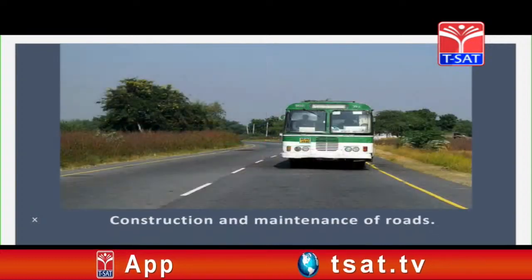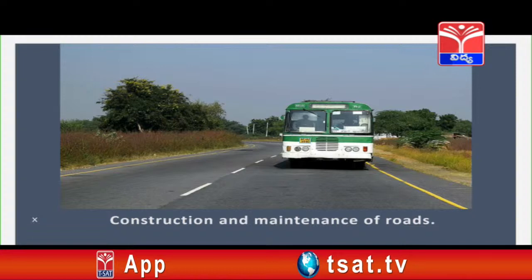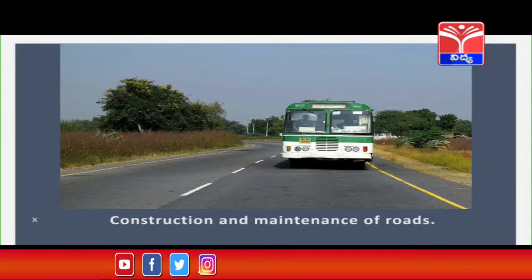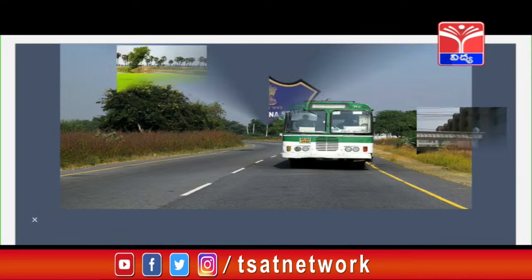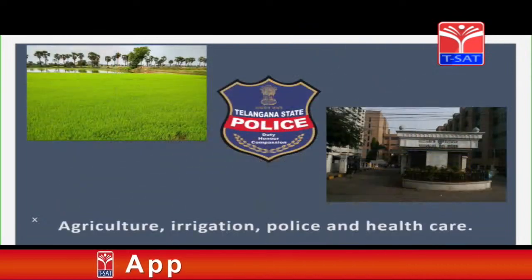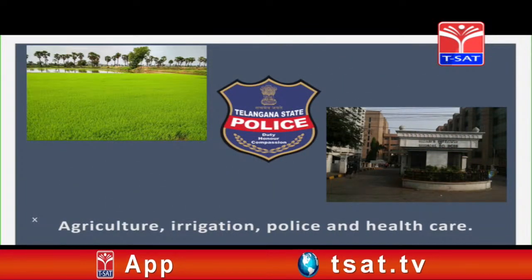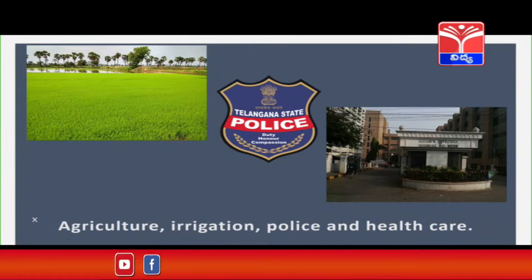It is the responsibility of the state to ensure proper connectivity of roads within its boundaries. Therefore, the construction and maintenance of all roads other than national highways is to be done by the state. And other important subjects that are the responsibility of the state government are agriculture, irrigation, police and healthcare. They all come under the state list.